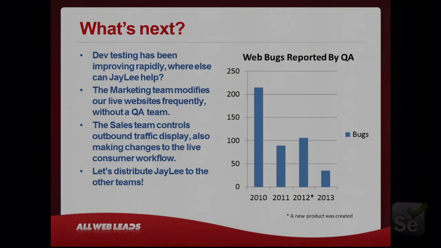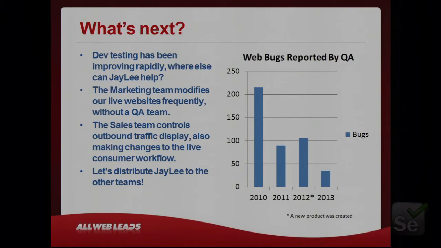So what's next? So this is a graph of bugs reported by the QA team against our engineering web projects in Jira, which is our bug tracking system. So you can see in 2010, we had over 200 bugs reported by the QA team. This is with almost no automation, and for the first half of 2010, there was only one person on the QA team. I joined halfway through 2010 and became the second, and that was it for the rest of 2010.